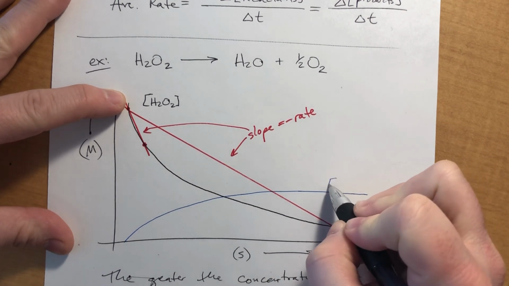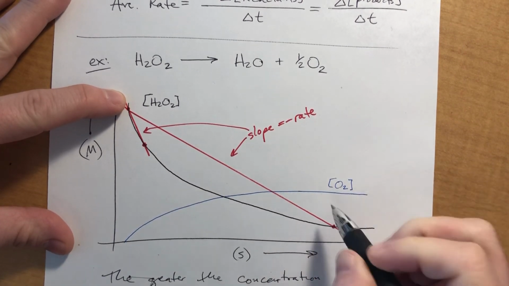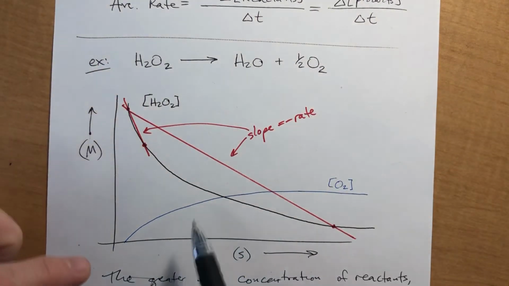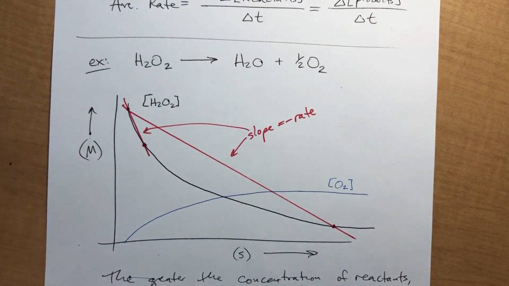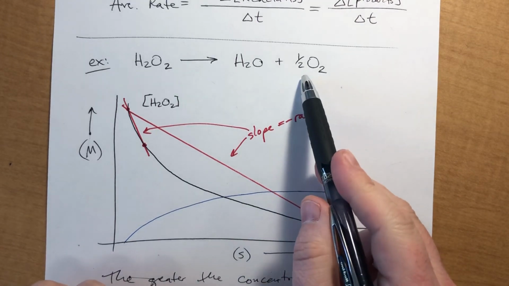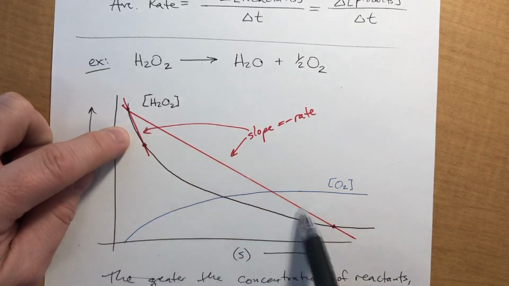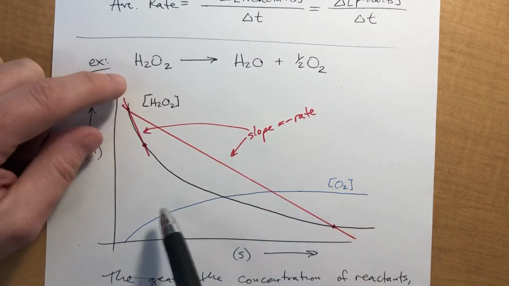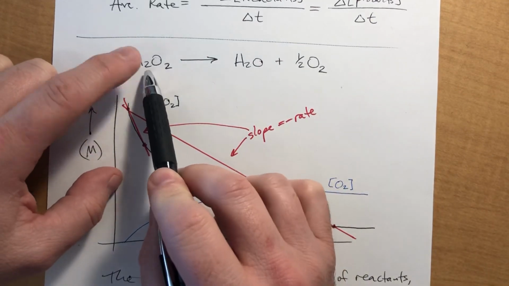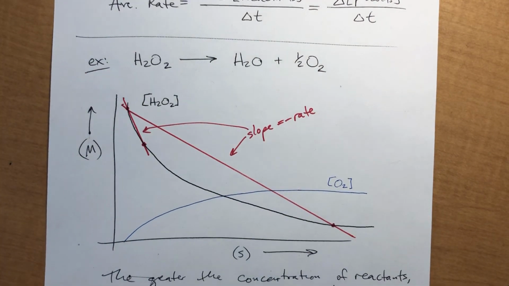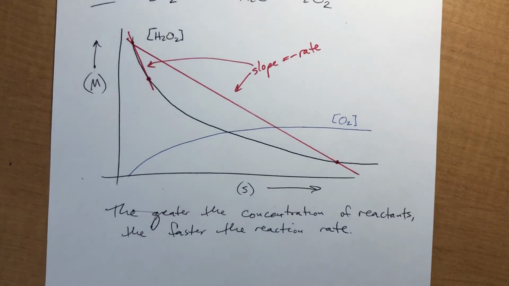Okay, so if the blue one is the concentration of O2, you see that we still get a rate, but it's not going to look the same. The rate of formation is going to be literally half of the rate of decomposition here. Basically, this rate is going to fall faster than this is going to rise because for every one of these, you're only making half of one of these. Okay? So it's a little complicated. There's a little bit of subtlety to this. Okay?